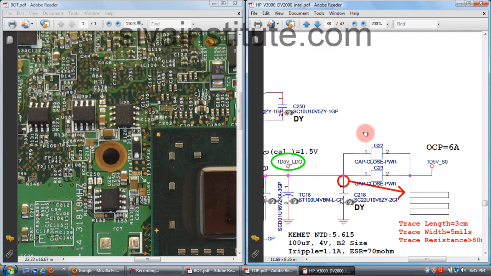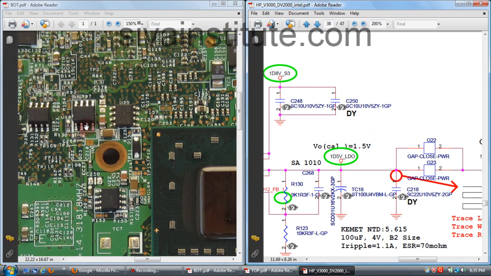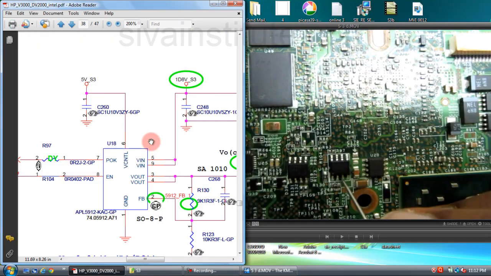This voltage comes out from this IC, this voltage comes out from this IC. This is LD5, that means LDO, low dropout. This is 1.5 volts regulator IC. This voltage goes to CPU and GMCH and ICH also.